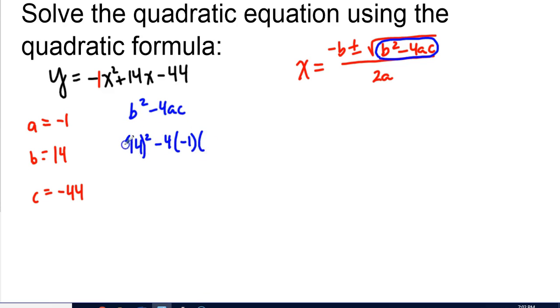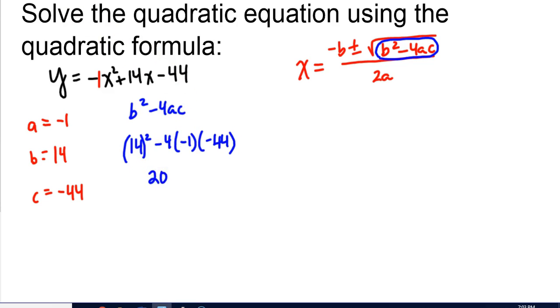You don't have to put them all in parentheses if they're positive, but there's really no drawback, so I'm going to put them all in parentheses. Then just do this math. You can do it in your calculator, you can do it in your head. It works out to be 20.